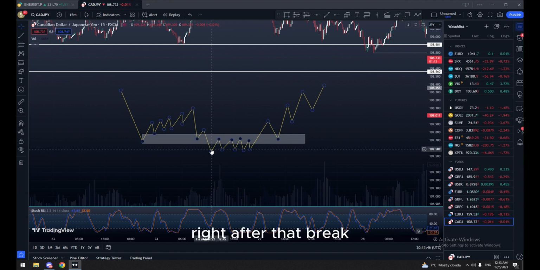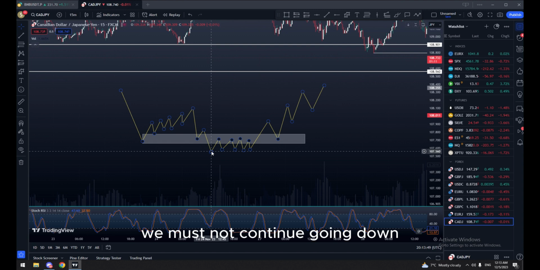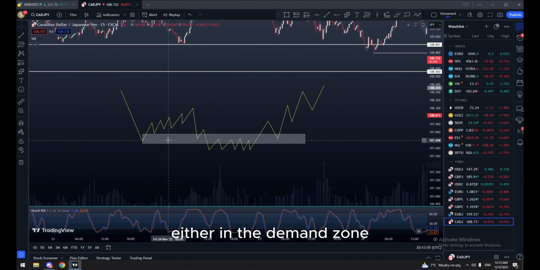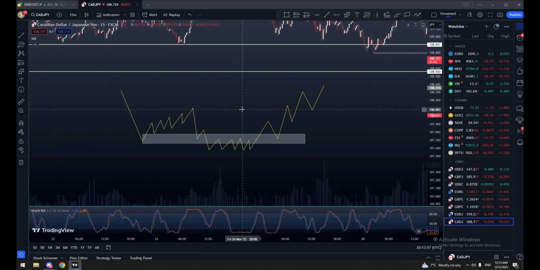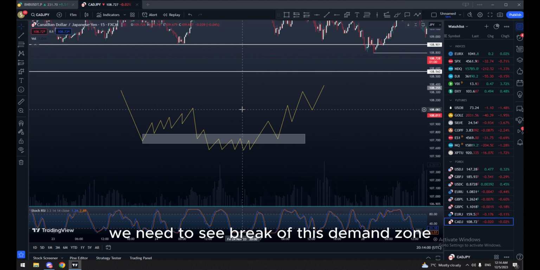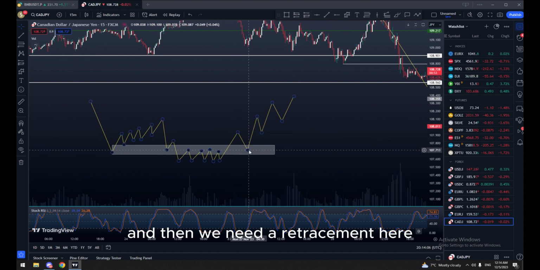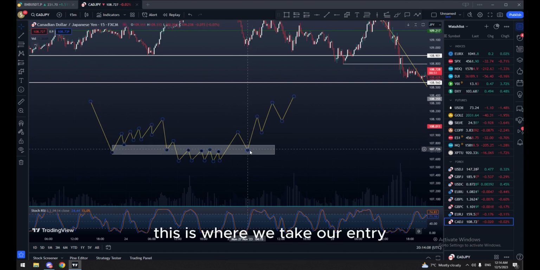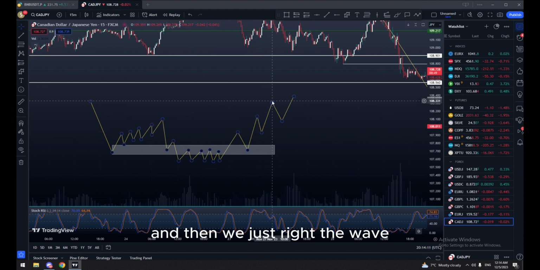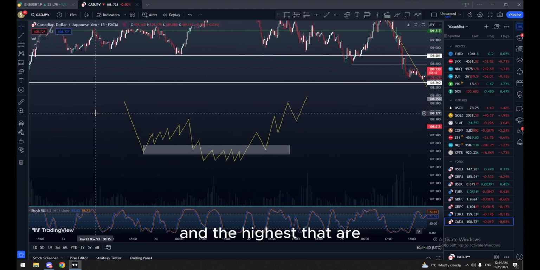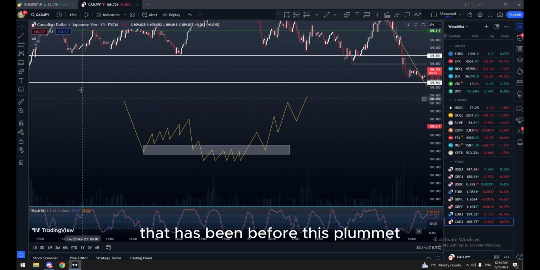Right after that break, we need a consolidation. We must not continue going down. We have to see a consolidation occur either in the demand zone or right below the demand zone. After the consolidation, we need to see a break of this demand zone, and then we need a retracement here. This is where we take our entry, and then we just ride the wave, targeting the highs of this plummet and the highs that have been before this plummet.